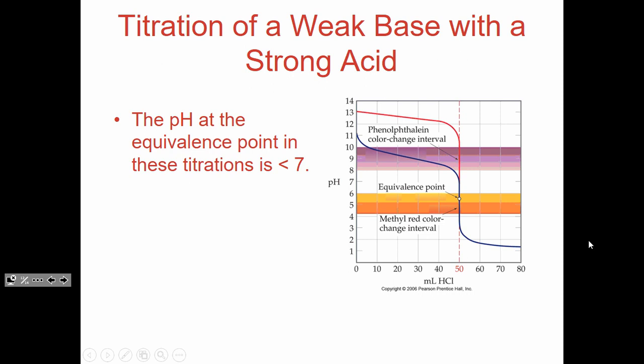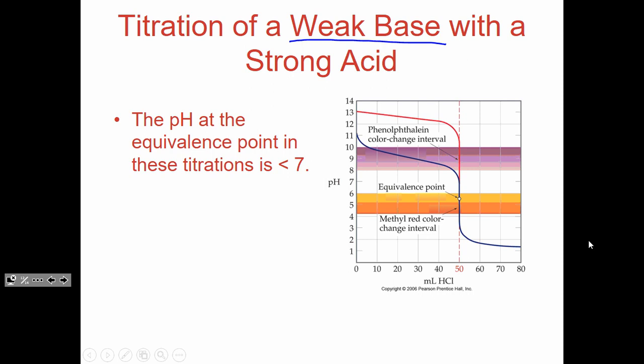Now, the pH at the equivalence point in these titrations is going to be less than 7, because now we're talking about a weak base being titrated with a strong acid. So the weak base is what's in the flask, and a strong acid is now in the burette. At the very beginning, it's going to be very basic. As we start to add the acid, we're going to slowly neutralize the weak base, and our pH is going to slowly go down. Halfway to the equivalence point, we're still going to get the half equivalence point, but now pKb would equal pOH. And then at the equivalence point, we're going to undergo a big swing.